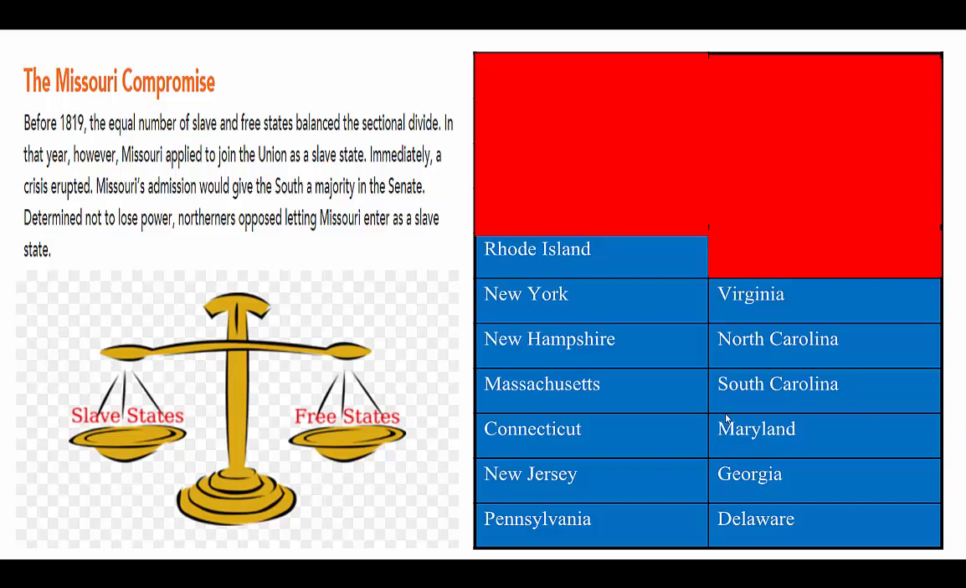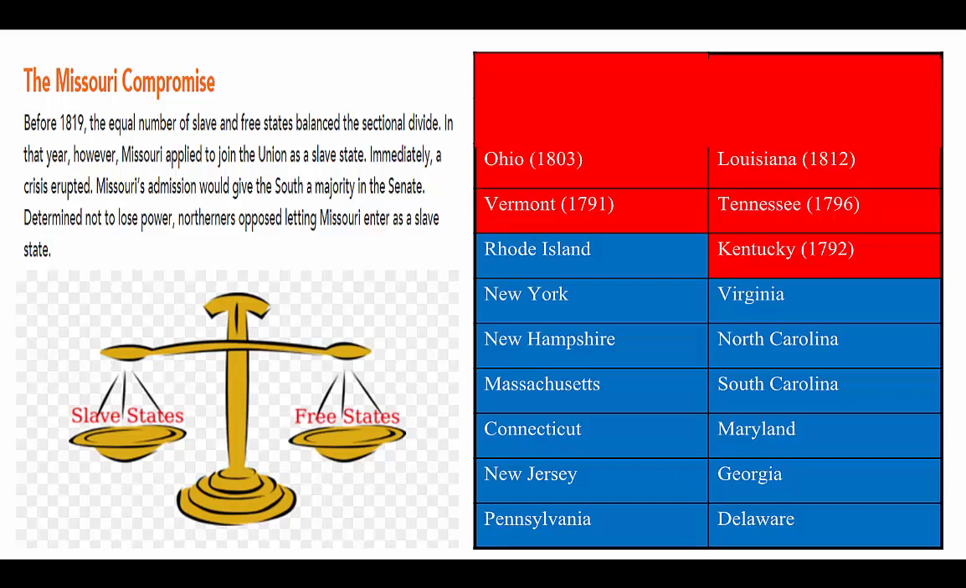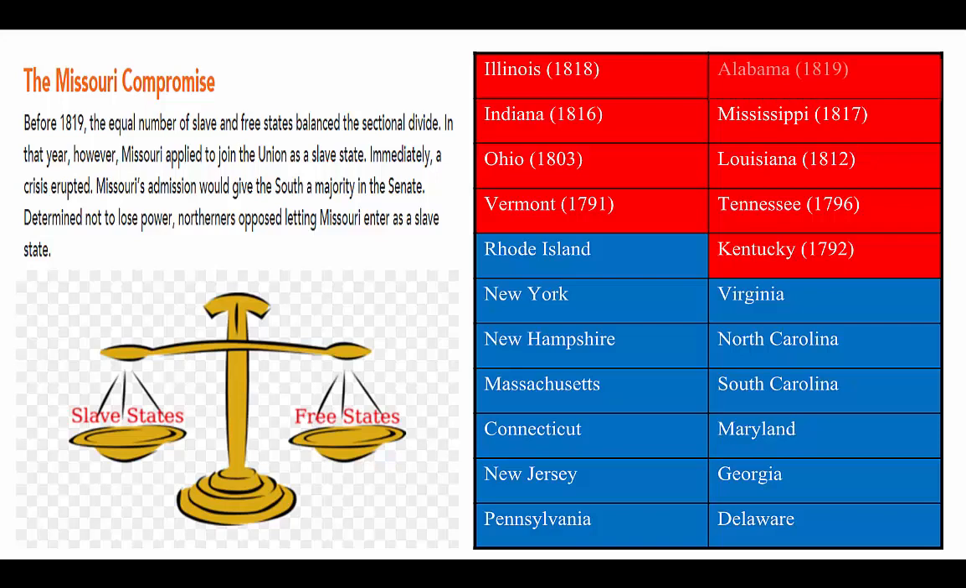As you can see, of the original 13 colonies, we had 7 free and 6 slave. And Vermont was added, so for a little bit there, the free states had an advantage. But then in our country, we added Kentucky and Tennessee, so we had balance in 1796. And then we added Ohio, and that was counterbalanced by Louisiana. And then we added Indiana, which was balanced by Mississippi. And then Illinois, woohoo, in 1818, and that was balanced by Alabama in 1819.